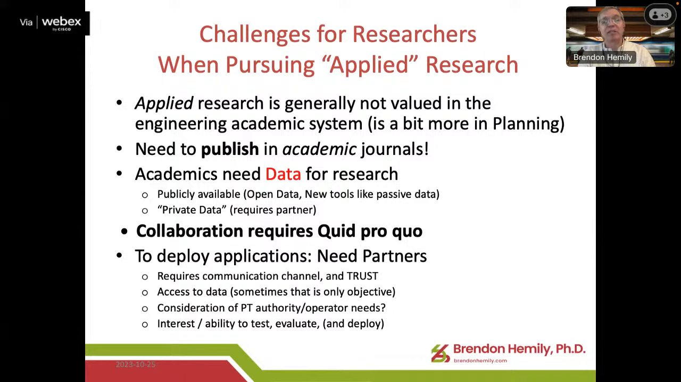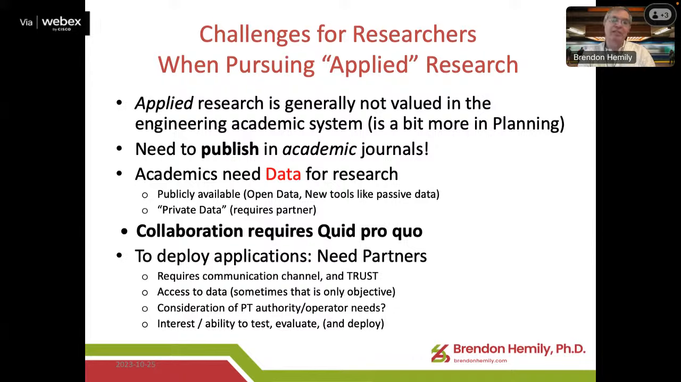And academics, the whole system that they face to progress in their careers means they have to publish in academic journals, and those are journals that require methodological innovations and are really not, for the vast majority of them, interested in applications to applied research. Academics need data in order to do that research. And that has changed. It is changing.